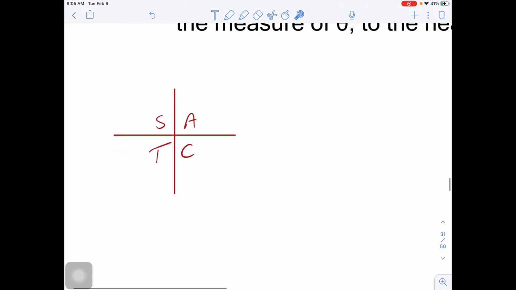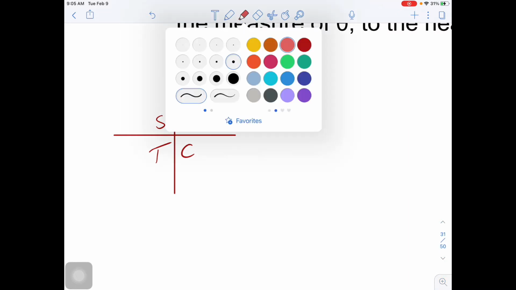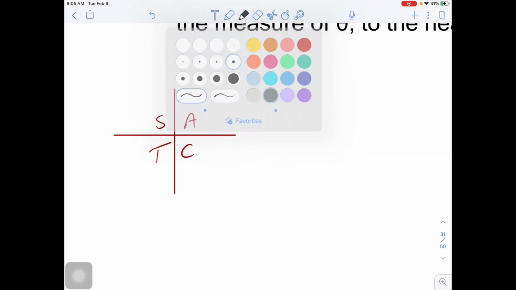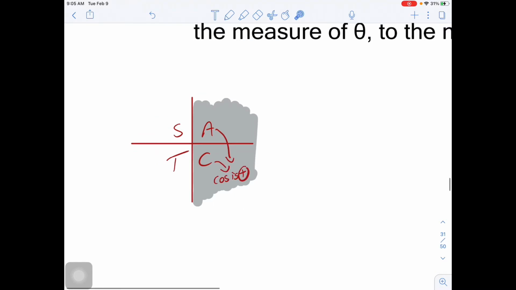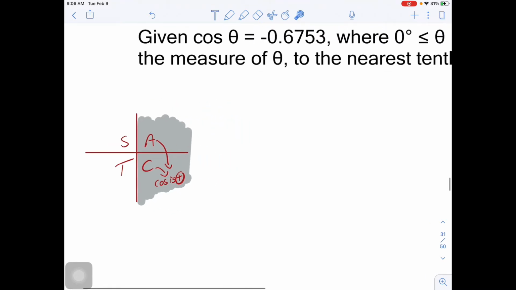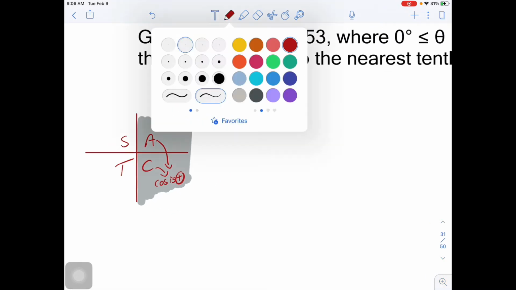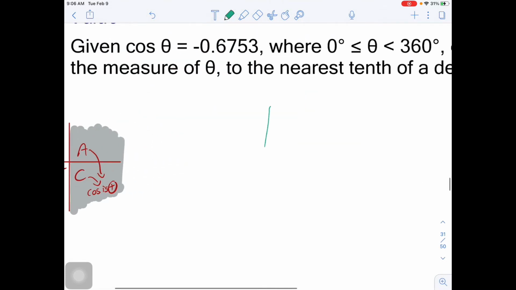Cos is negative in quadrant 2 and quadrant 3, because in quadrant 1 all of them are positive, and in quadrant 4 cos is the only one that's positive. So we can actually get rid of those two quadrants. So we have two potential areas, where cos could be negative. So let's extend a terminal arm, even though we don't know much about it, and start figuring this out.